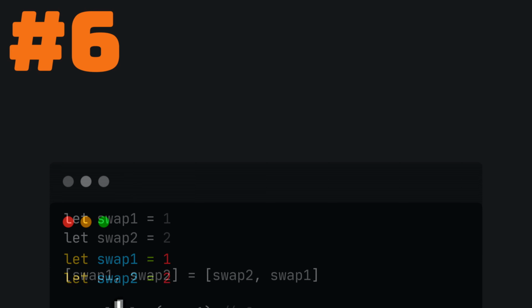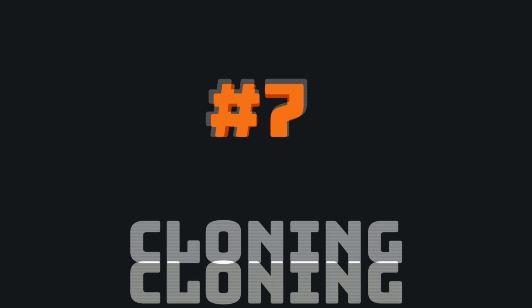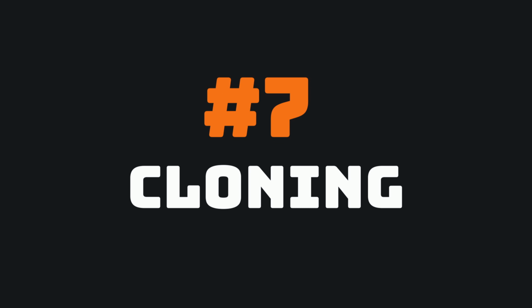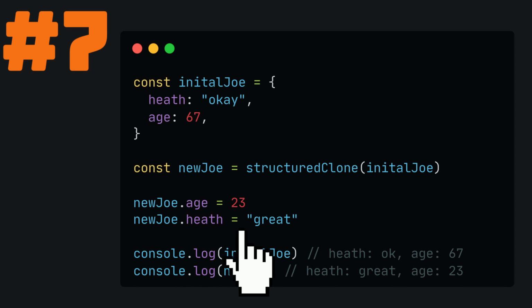You can easily swap any variables just by creating an array and destructuring it. Awesome, right? Next is number 7, cloning an object or an array. JavaScript now has a built-in global function called structuredClone that can deep clone anything you give it.